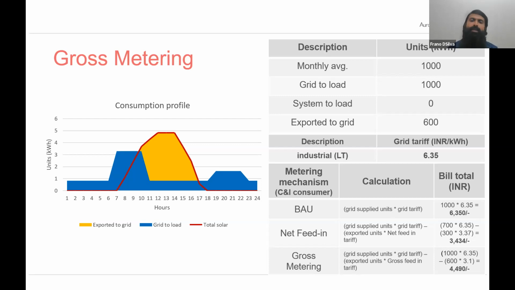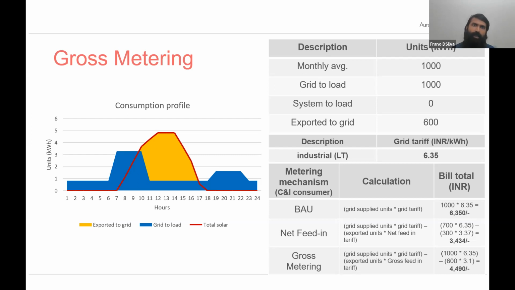the second column, the grid supply units are multiplied by the grid tariff, that is your monthly average, or the grid to load is supplied at 6.35 rupees. And further, the total amount that is exported under gross metering, in this case 600 units, is multiplied by the appropriate gross feed-in value, that is 3.1 rupees per kilowatt hour, which gives us a total bill of 4,490 rupees.